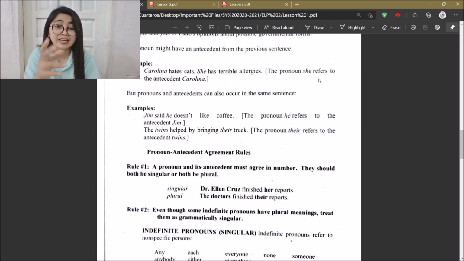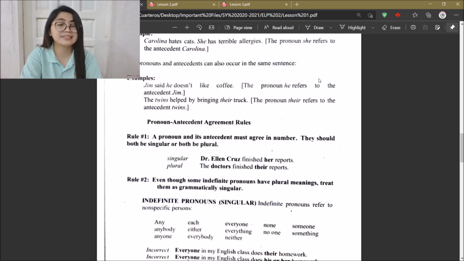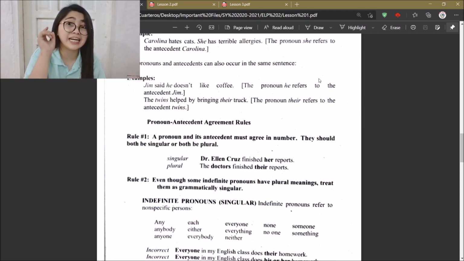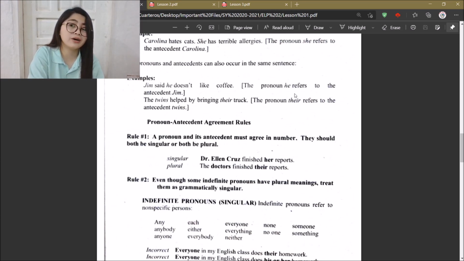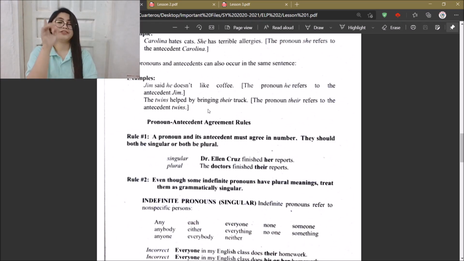So, it can also occur in the same sentence. Okay. So, last example. Jim said he doesn't like coffee. So, the pronoun he refers to the antecedent Jim. Okay. Antecedent, again, noun. So, si Jim yung antecedent natin. And then the next sentence. The twins helped by bringing blank truck. So ano ba yung twins? This is a plural form, right? So we will use the pronoun their. Okay. So sana clear yun.